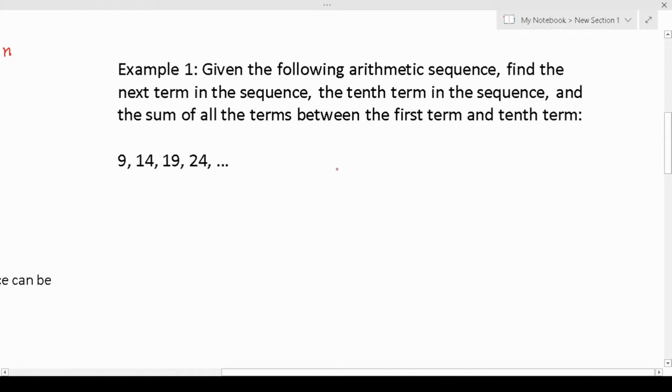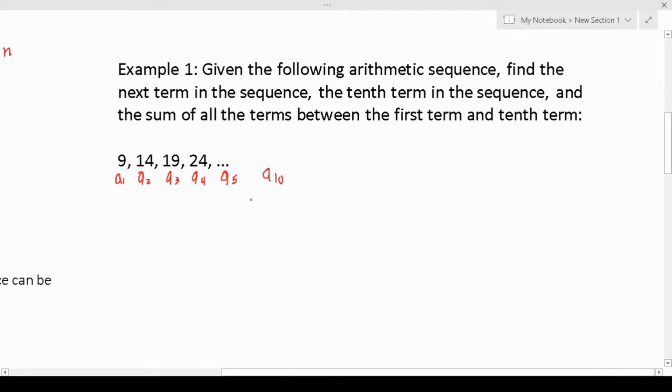So in order to answer this question, we're going to have to start by identifying what we have. Let's go ahead and start labeling the terms in the sequence. The first term, of course, is a_1. That would make this a_2, a_3, and a_4. To find the next term in the sequence, that would be the same as finding a_5. And then finally, to find the 10th term in the sequence, that would be a_10.